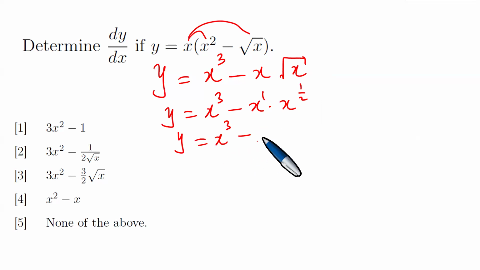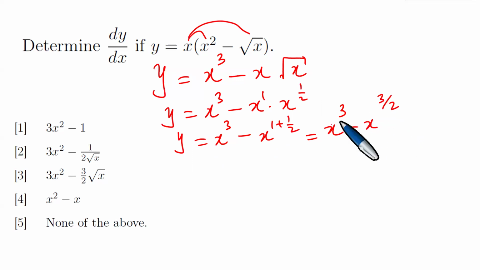That means that the bases are the same. You multiply these two powers, you add the exponents. This x cubed is carried forward, minus x to the power 3 over 2.